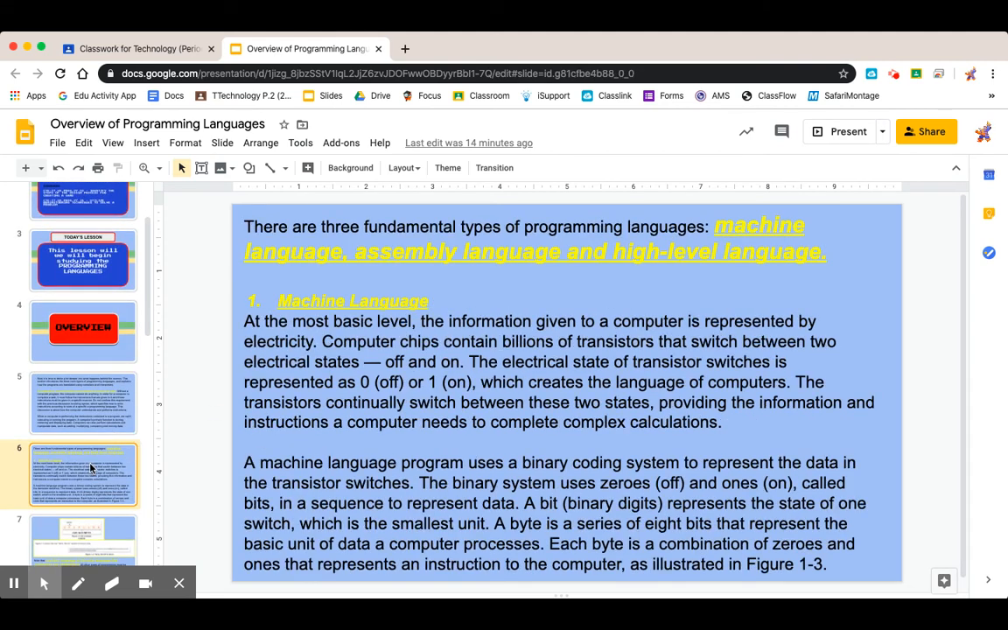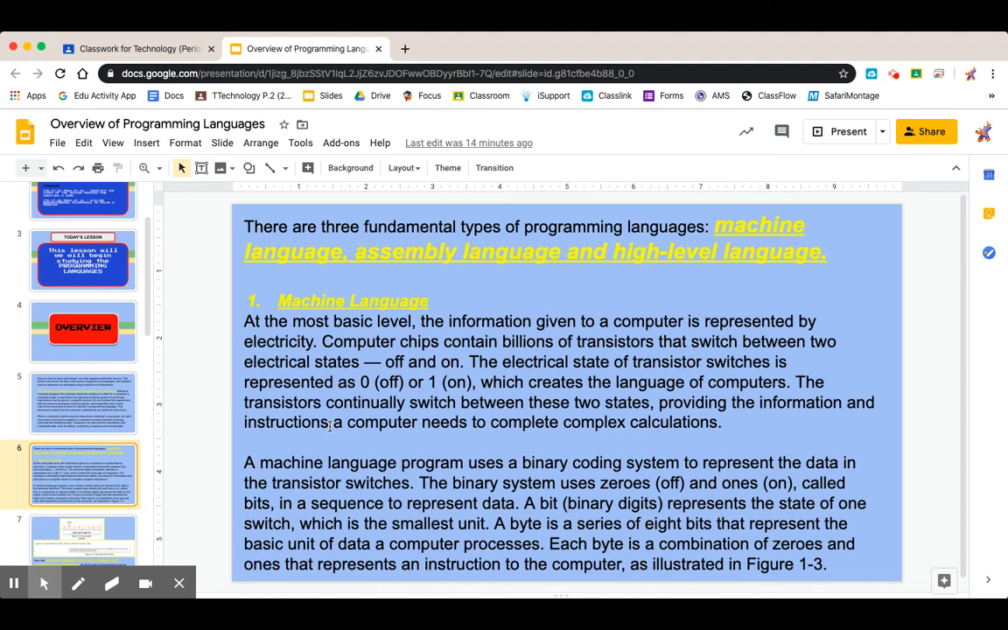So what are the three fundamental types of computer programming languages? We have machine language, assembly language, and high-level language. So we'll start off with machine language. That is the most basic. Machine language uses something called binary, and it's the only language that uses binary. Binary is just ones and zeros. No other number, it's zeros and ones.